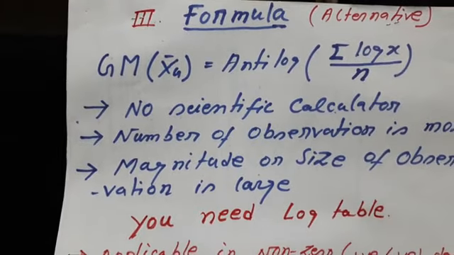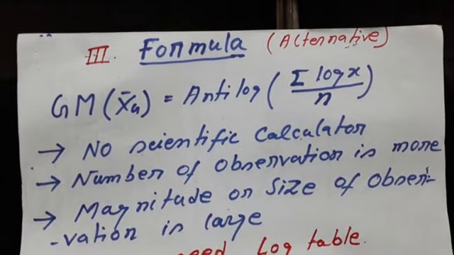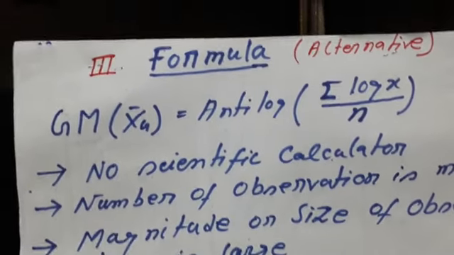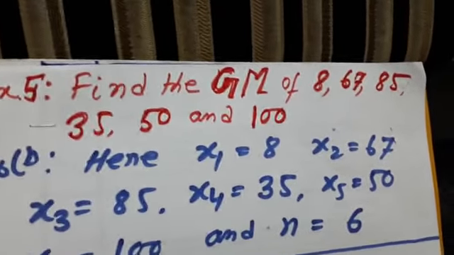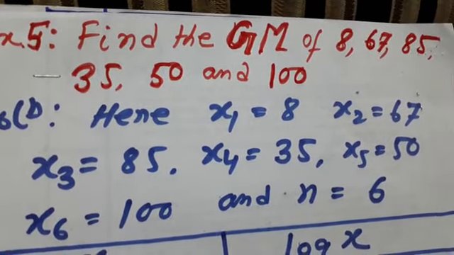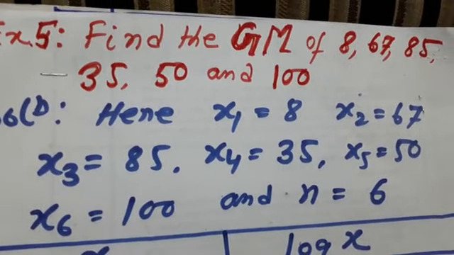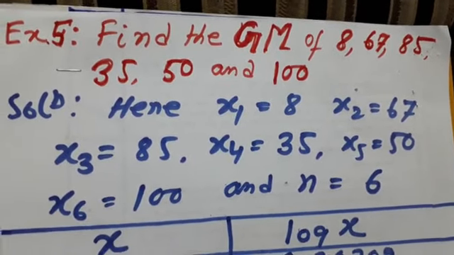Now you need one log table, but here I will not use the log table. I will just show you how to solve the problem. Now I am showing you the problem. Find the GM of 8, 67, 85, 35, 50 and 100. You have to find the GM.